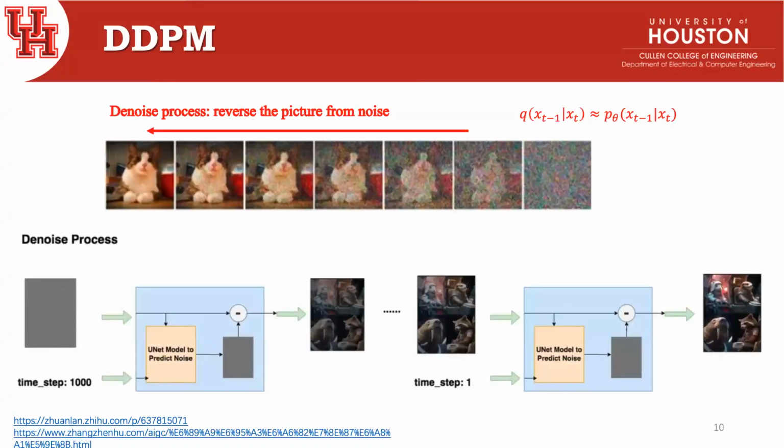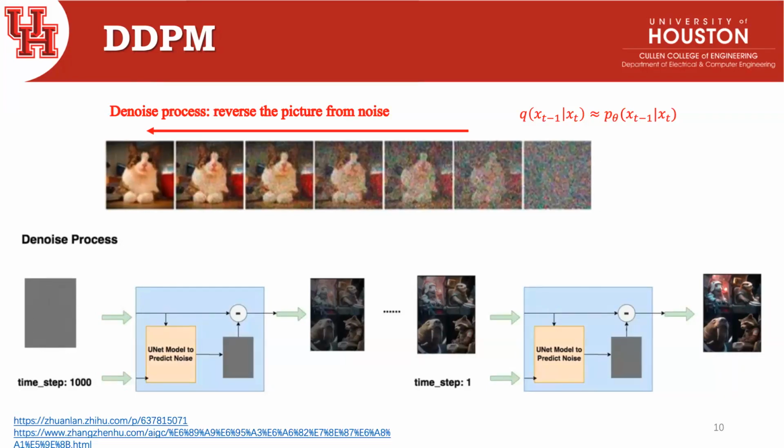And here is the denoise process. So what is the denoise process? It's like when you get a randomly noisy picture, and the denoise process goes from the random noise to the real picture. And how do we do it?